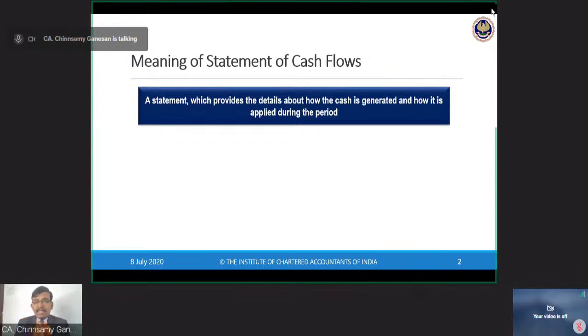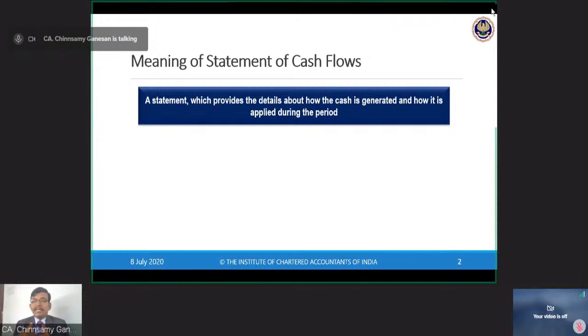To understand at what level the cash flows are generated, how the cash flows are applied, and what is the closing cash and cash equivalents. I'm using another terminology, cash equivalent. We will see what cash equivalent is a little later when we look at the key definitions. So how the cash and cash equivalent at the end of the period will be able to support the future period's cash requirement or cash outflow requirement. So this is the importance of the statement of cash flows. It provides the details of how cash is generated by the entity and how it is applied during the period under consideration, whatever is the presentation at its closure.